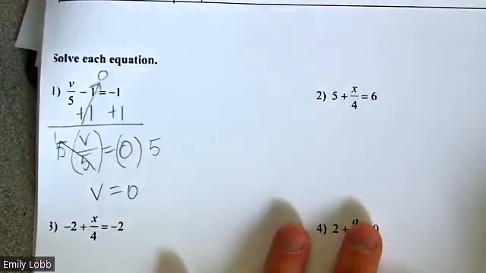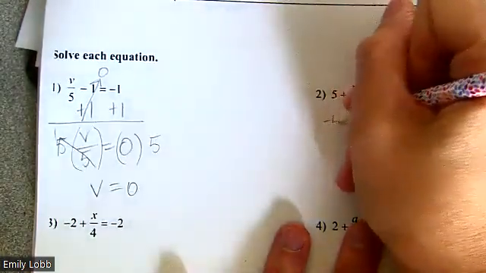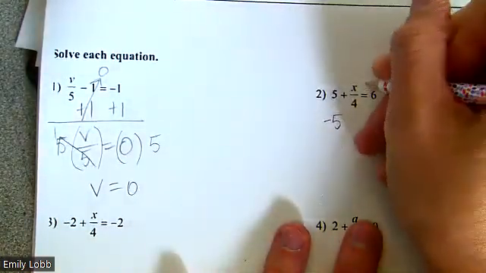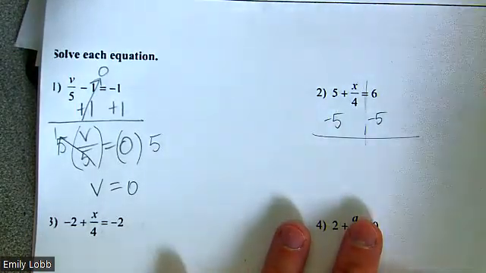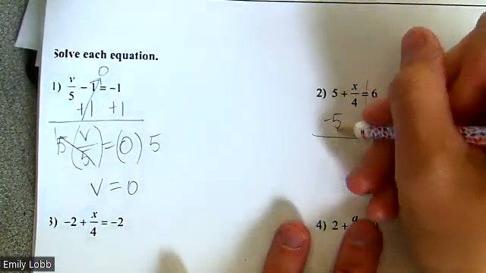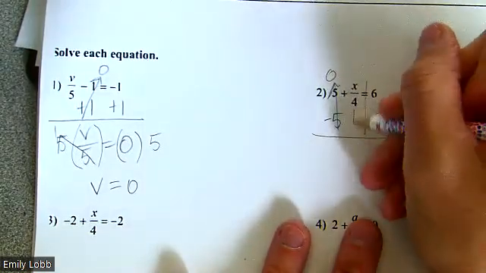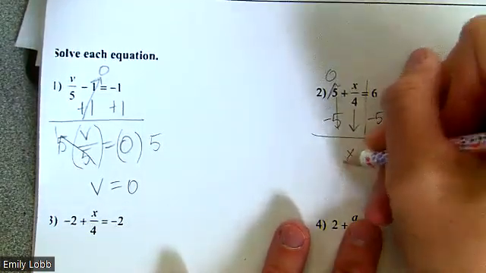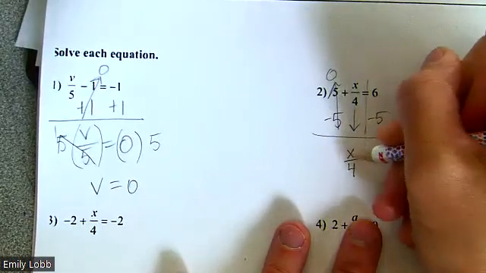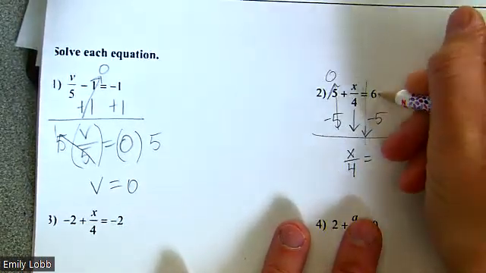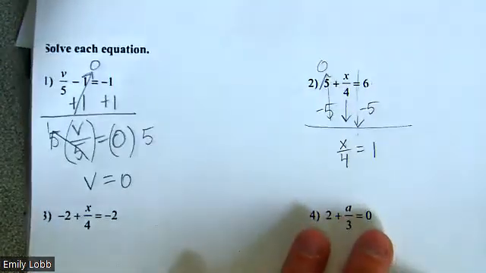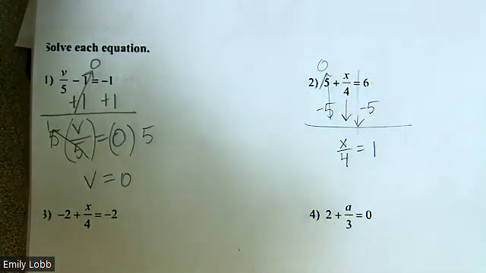How do I get rid of the 5? Subtract 5 from both sides of my equal sign. If it helps you to make an upside down T, do it. So 5 minus 5, this becomes 0. I'm bringing down my x over 4, which really means x divided by 4. I'm bringing down my equal sign. 6 minus 5 is 1. How do I get rid of the 4 now?